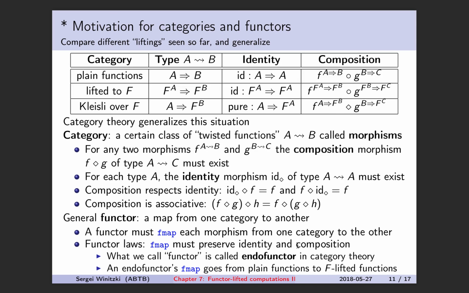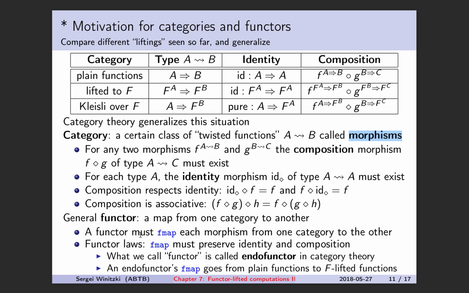So to generalize this, category theory says that the twisted function signatures, which we have seen before, are called morphisms, and there must be a composition for any two morphisms and an identity morphism defined in some way, so that identity laws and the composition associativity law must hold.